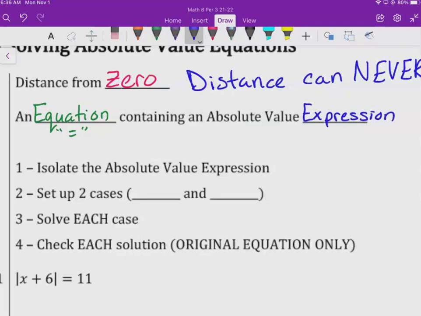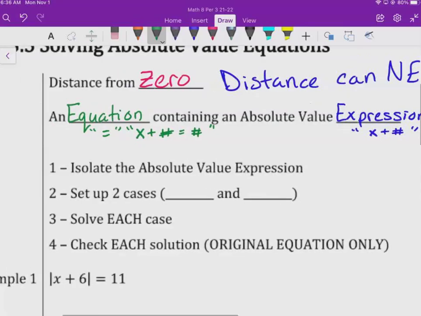An expression has no equal sign. It's just like on the board when we have x plus number. Okay, that's an expression. But the equation is when we have x plus number equals number. Okay, there's an equal sign. Okay, so then we've got steps.